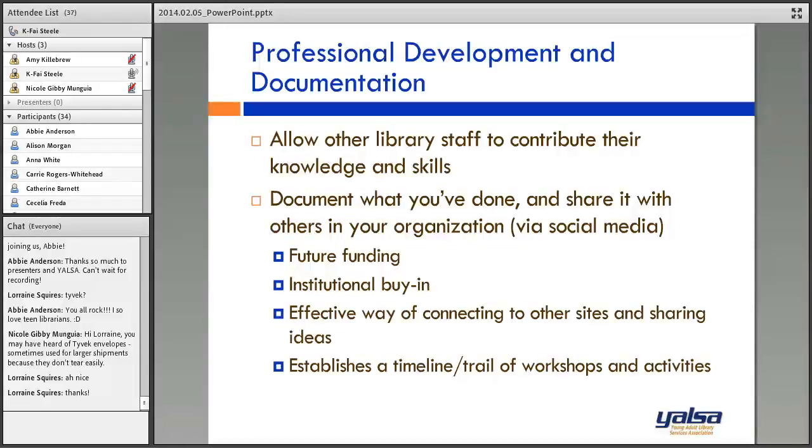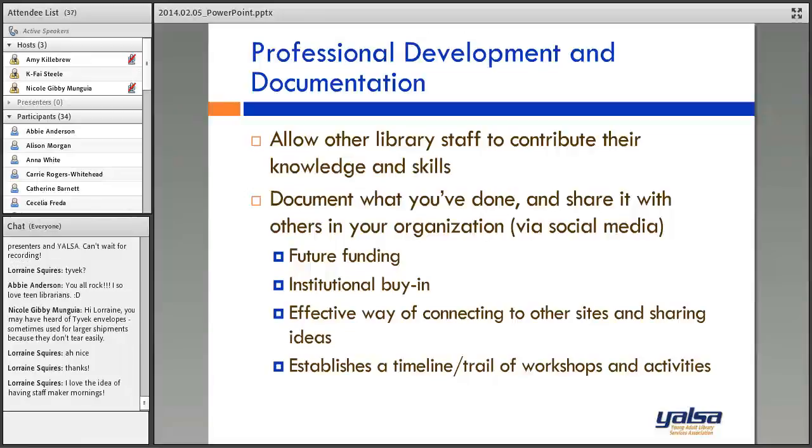The other thing I really recommend doing is documenting everything that you've done and sharing it with other people in your organization, whether it's through social media or blogging. This is exactly what we did, which led to our future funding, as well as our institutional buy-in. Siobhan Reardon, who's the director of the library, she's amazing. I really think it was because we had built this up slowly, and we were kind of flying under the radar, and we would pop up with these things every once in a while that really got her attention. And now she's really excited and totally on board with our maker programming.